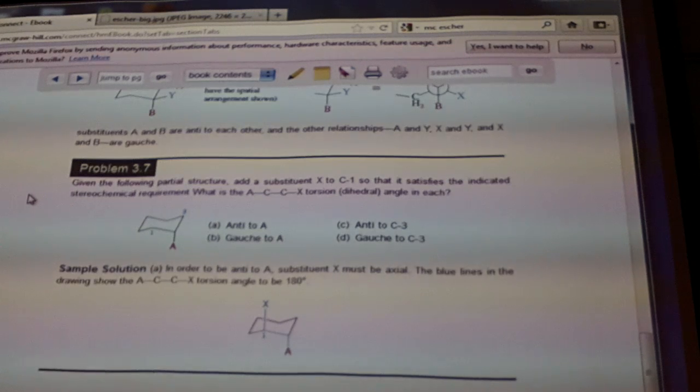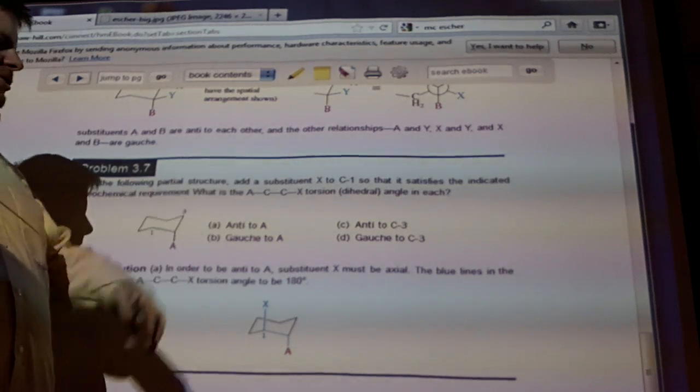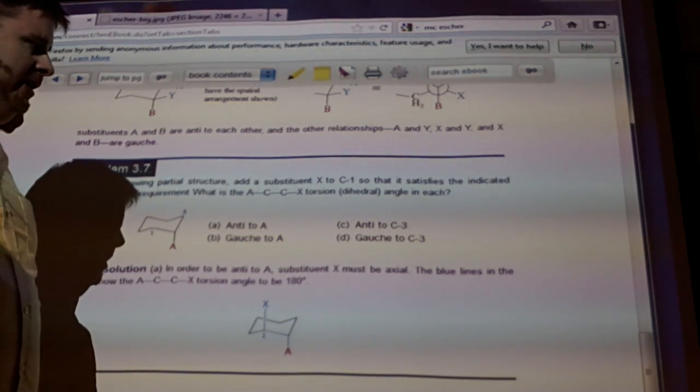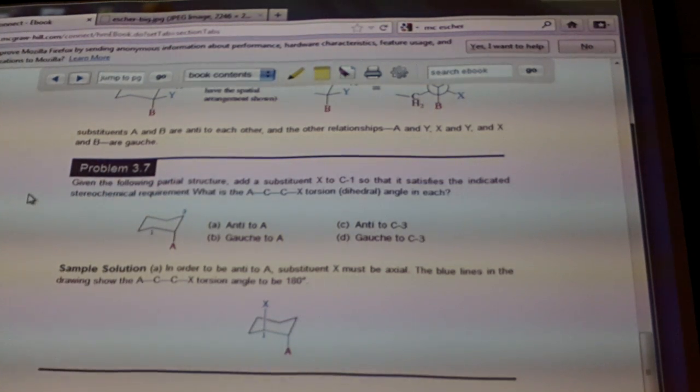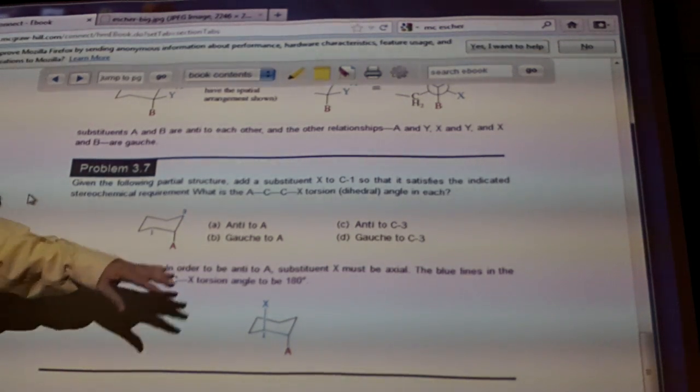So, here's problem 3.7. I just want to illustrate this. Given the following partial structure, add a substituent X to C1 so that it satisfies the indicated stereochemical requirement. All right, so find out what the dihedral angle is in each. So here's A. You've got the solution right there. Don't look at the solution, kids.